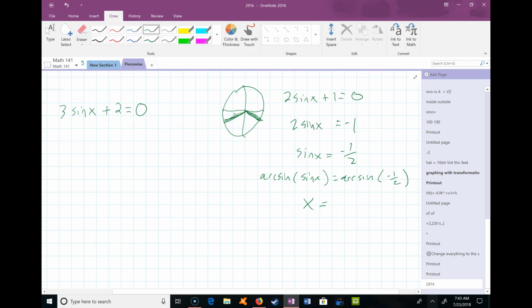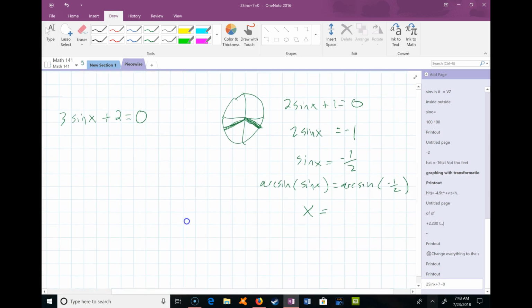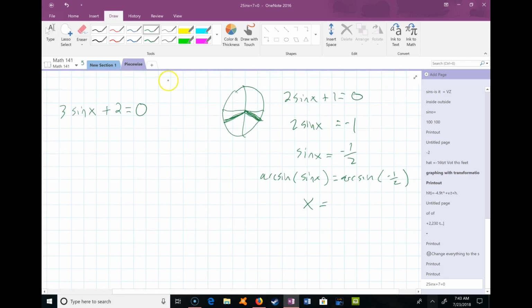Now if I would have used the calculator and taken arc sine of negative 1/2, it would have given me this answer here. It would have given me negative 30 degrees or negative pi over 6. But I don't need the calculator because I know that these are the two spots that I want. Now, in this case, let's say that we're looking for all answers between 0 and 2 pi. So notice in that case, the answer of negative pi over 6 that the calculator gives you wouldn't work because it's not between 0 and 2 pi.